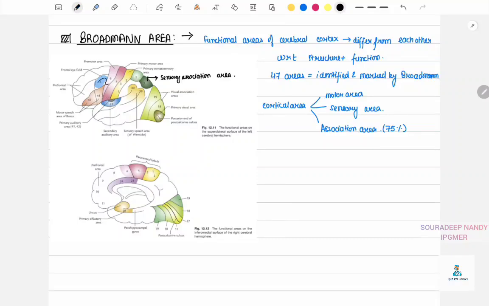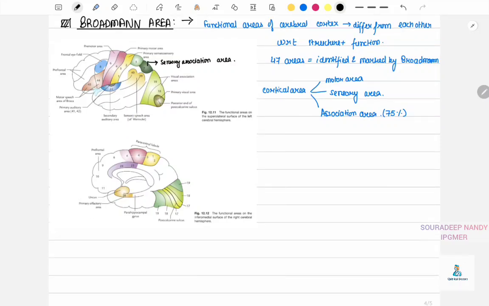So the frontal eye field is present at the posterior part of the middle frontal gyrus, and it is anterior to the precentral gyrus. Then coming to the area 44 and 45, these are the motor speech area or the Broca's area. So these are present in the inferior frontal gyrus of the dominant hemisphere.